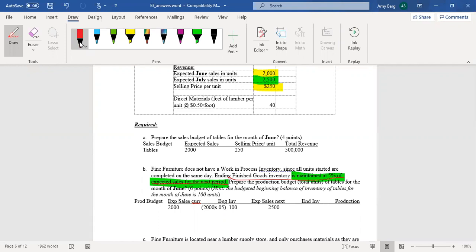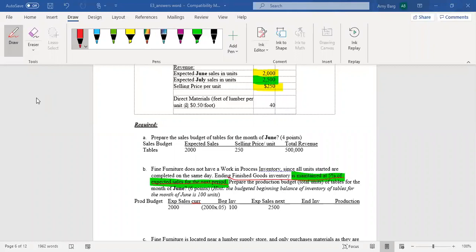Does that make sense? Yeah, I guess I was just confused, like why wouldn't you multiply the 2,500 times the 5%, and why we're doing it to the 2,000? Oh, well, we're going for the sales for the next period. Okay, right. So let me pull out my best friend.